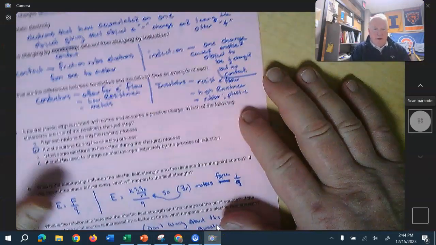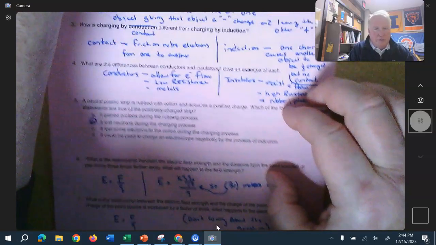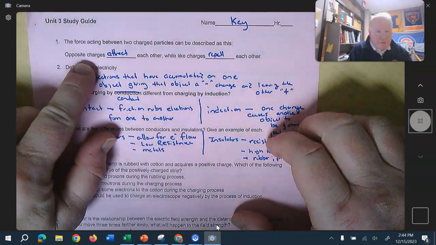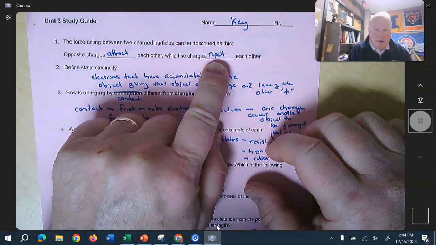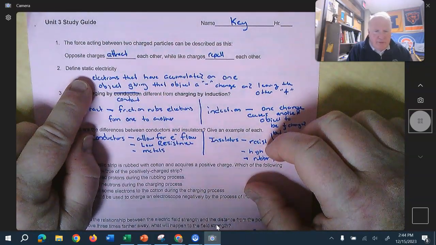So the study guide answers are here. I've already done them all, so we won't be doing any work in this review. We're just going to go over the answers. Of course, opposites attract right here. So opposites attract, and like charges will repel. Define static electricity.